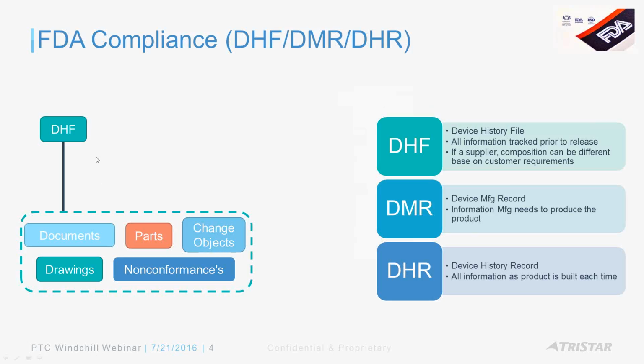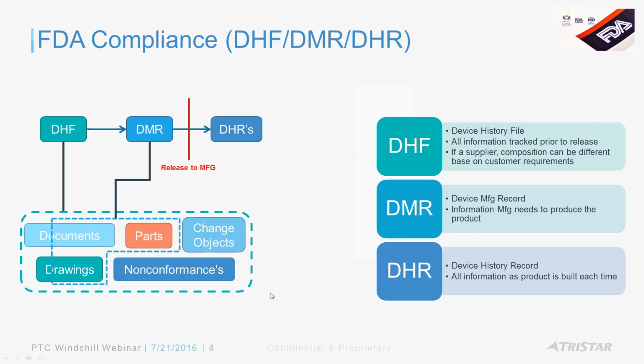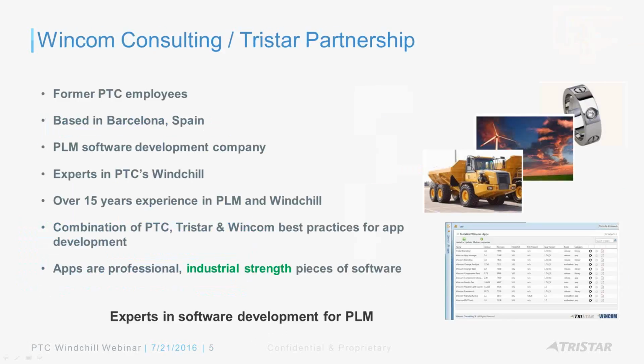So the DHF contains all of these different types of parts, documents, any kind of engineering drawings. If you are using the ECN system inside Windchill, things like change objects, non-conformances, CAPAs, and any additional modules. Some of those are then rolled up into the DMR. Same thing with the DHR.